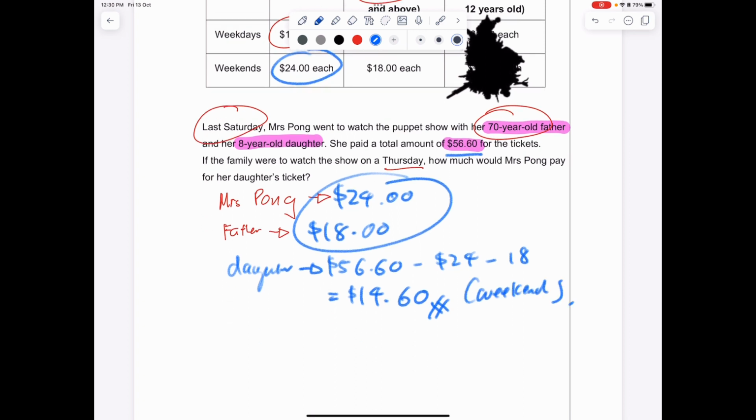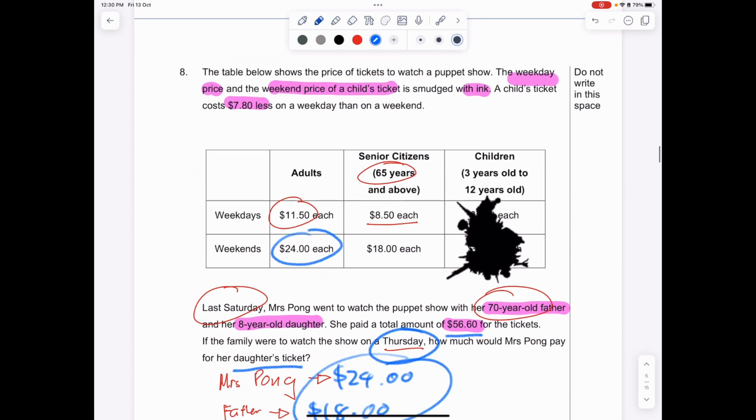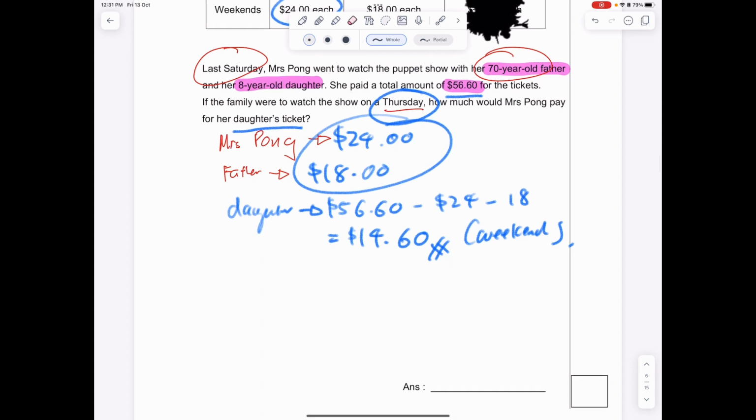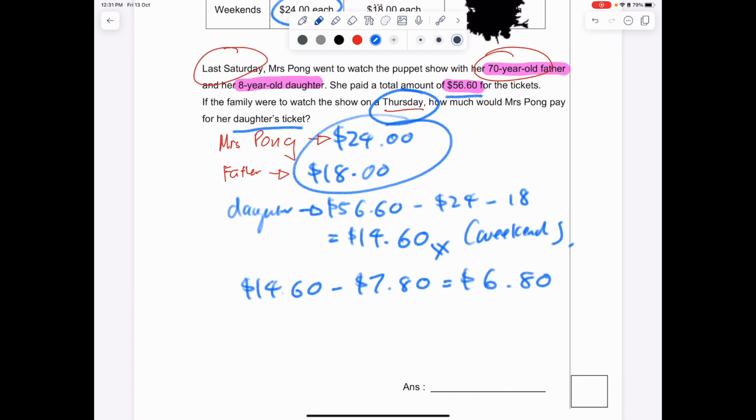Now, let's just say they want to go for a show on Thursday, how much would she have to pay for the daughter's ticket? So it was said here that a child's ticket costs $7.80 less. So this is weekend pricing for the daughter, right? So we need to take $14.60, subtract away $7.80. So that will leave us with $6.80. Alright, moving on.